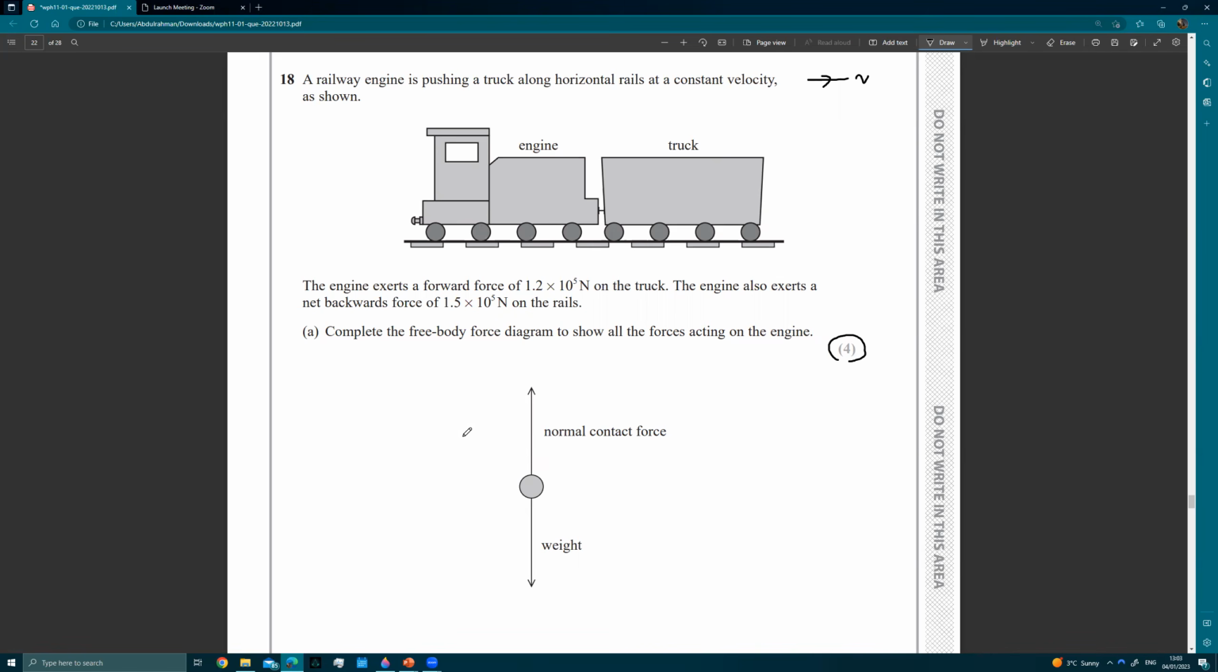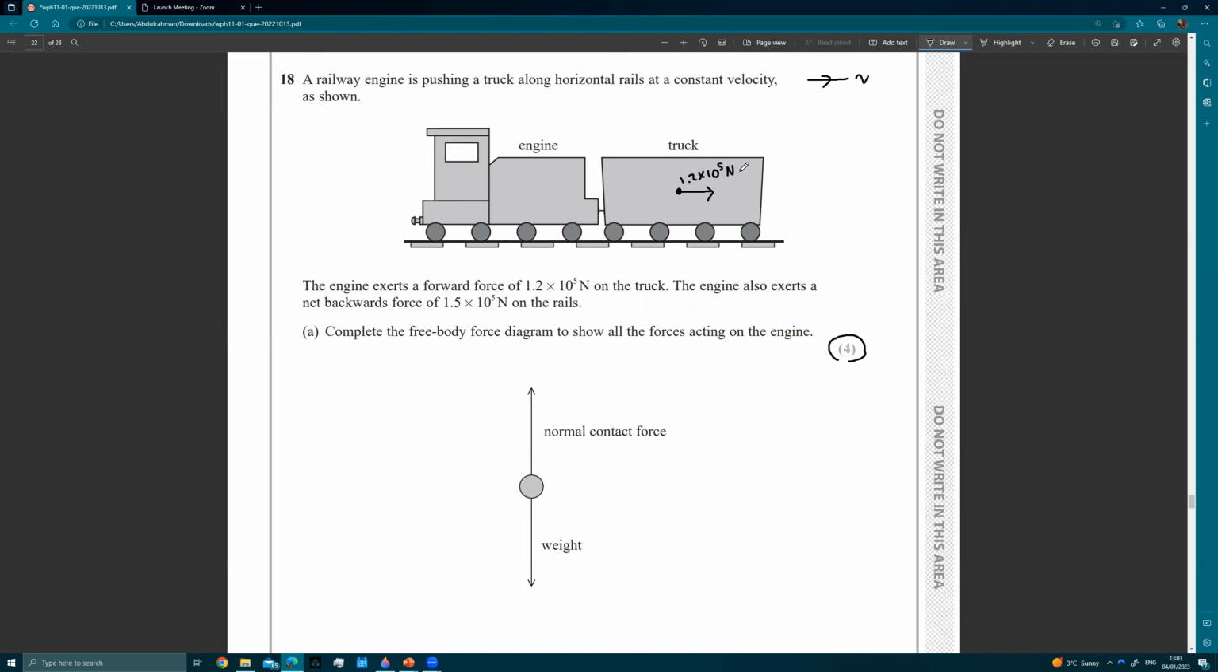to do, right? So weight was acting down, therefore reaction force acting up. So the forces vertically are balanced. And now we need to consider the forces horizontally. Well, let's see. It says the engine exerts a forward force on the truck. So the engine's exerting a force of 1.2 times 10 to the 5 newtons on the truck. Therefore, the truck must exert the same force back on the engine from Newton's third law.